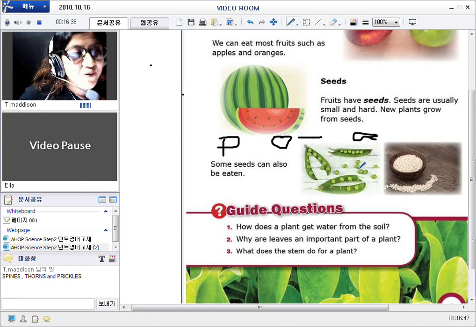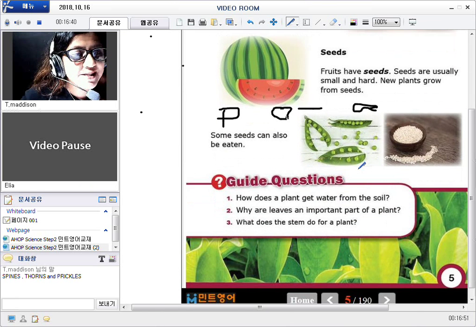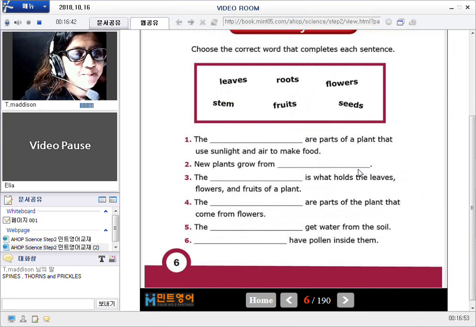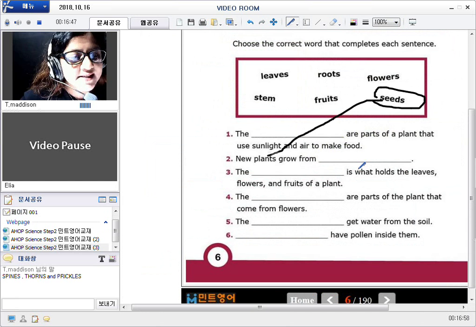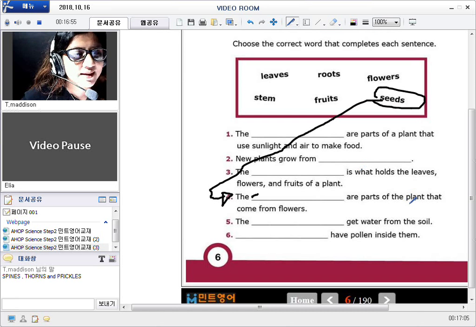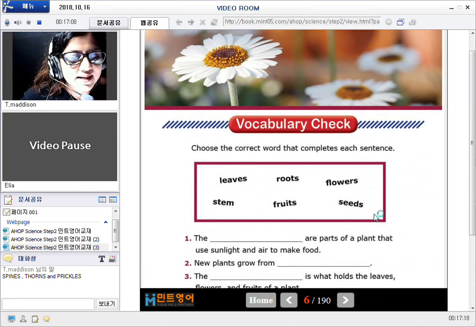Are there any more questions you'd like to ask about plants and fruits? No. I think for this part, it is also acceptable that seeds could come from flowers. So seeds are part of the plant that come from flowers. Fruits as well. So there can be two answers for this.